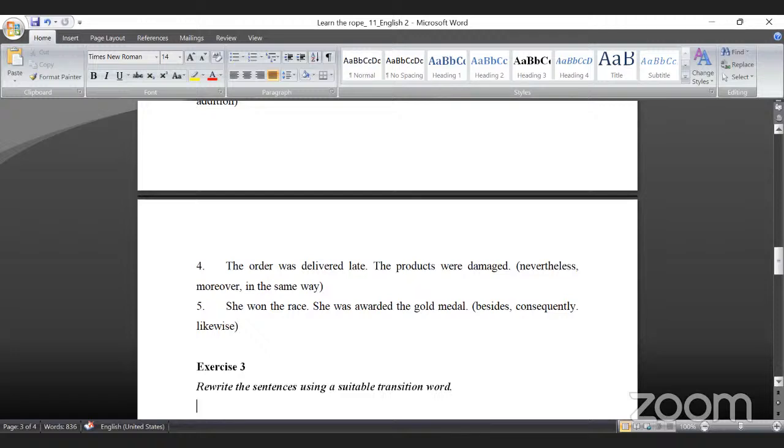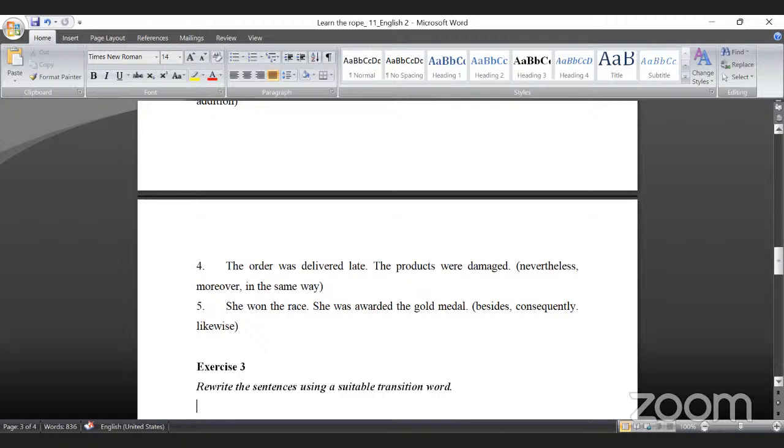But furthermore is a very, very formal usage. You don't use it in normal situations. It's not wrong, but contextually, moreover would be a better word to use. Furthermore is very formal. It is used in quite formal situations.